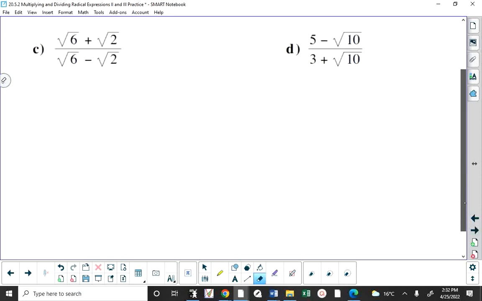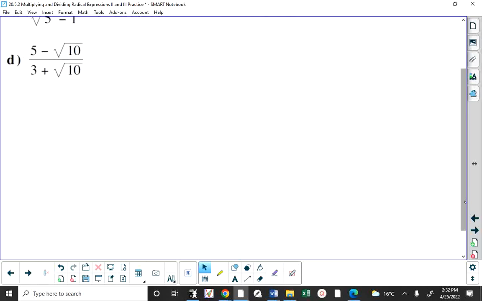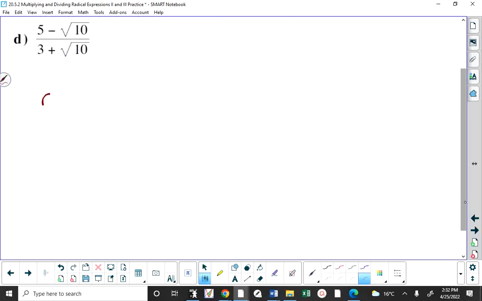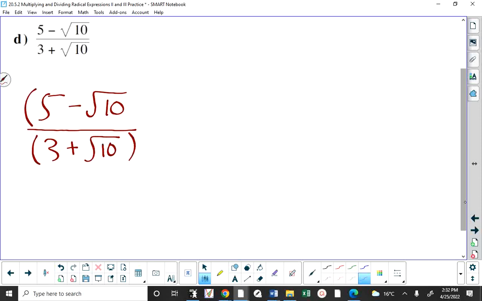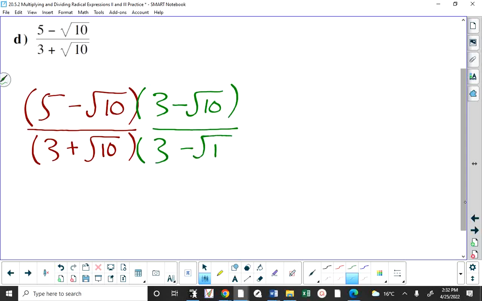So the only thing I can do here with D is rewrite it and multiply the top and the bottom by the conjugate of the bottom, which will be 3 minus root 10. Does that make sense? Okay, so that's the rule. If it's a monomial, one term in the denominator, you just multiply the top and the bottom by that radical. So if it's 5 root 8 on the bottom, multiply top and bottom by root 8.